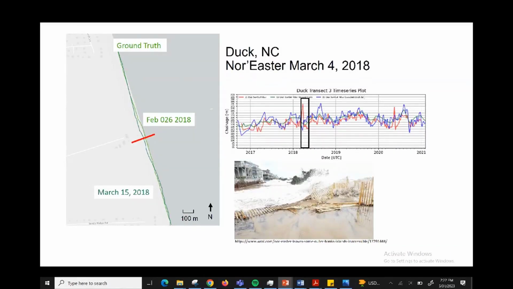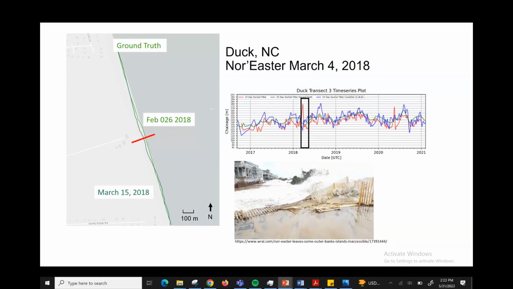Okay, so we can zoom into a storm event that happened in our Duck site. This is a nor'easter that happened March 4th, 2018, and just around where that black box is highlighting in that time series. During the storm, there was quite a bit of overwash, and there's an image right in the bottom right of the overwash that happened during the nor'easter.